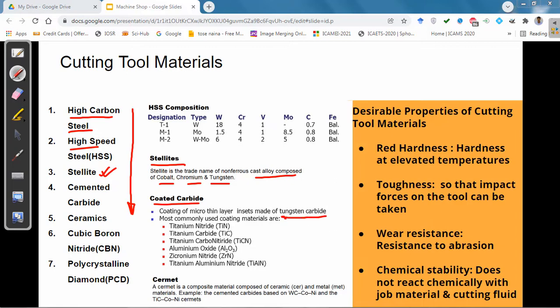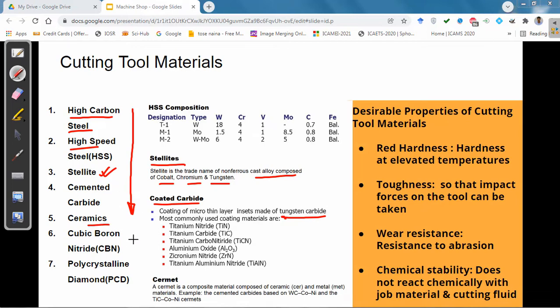Tungsten carbide is the base metal, and over that basically titanium nitride or titanium carbide. This kind of a coating is given over this tungsten carbide, and that is what is the cemented carbide.